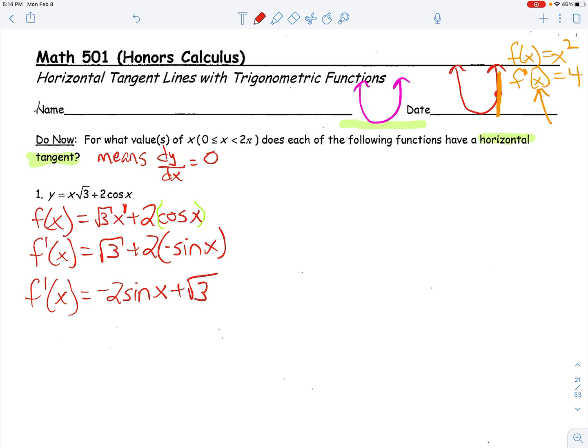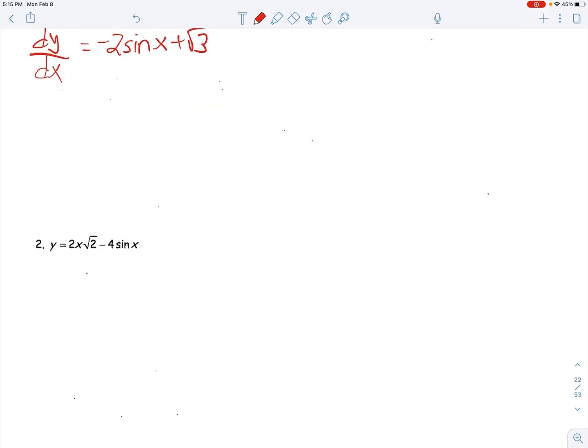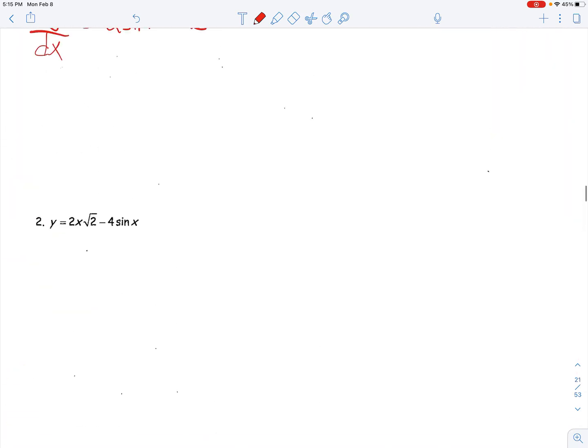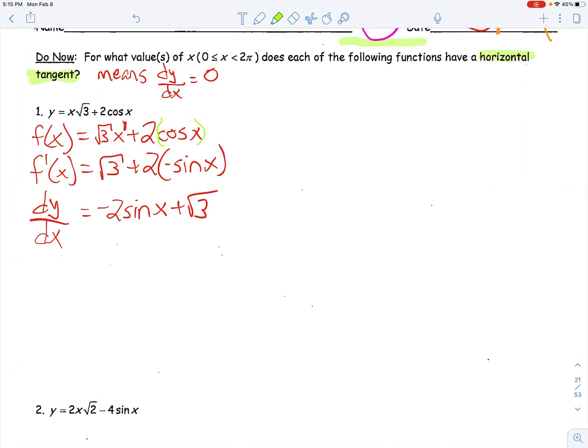So let me clean this up here a little bit. f prime of x is going to equal negative 2 sine x. I'm going to write that first, plus radical 3. Now remember, f prime of x, people, another way to write f prime of x is dy dx, the derivative of y with respect to x.